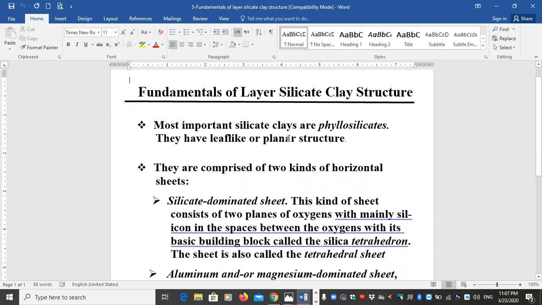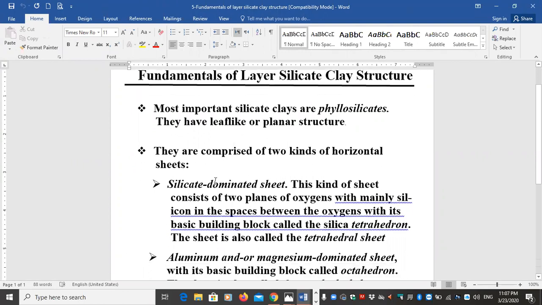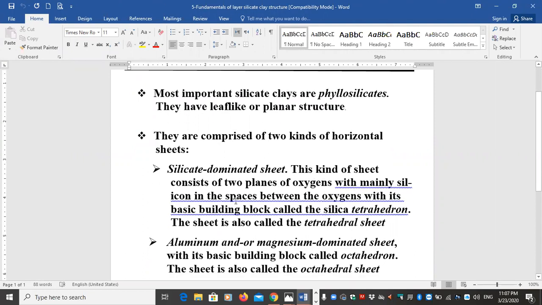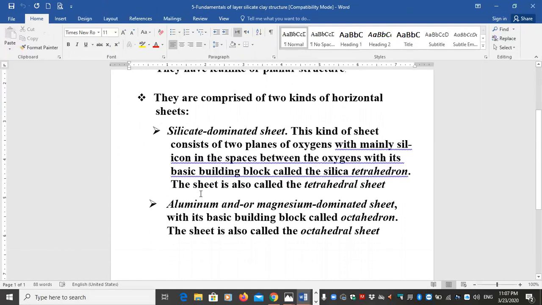Most important silicate clays are phyllosilicates. They have leaf-like or planar structure. That means leaf-like, a sheet. They are comprised of two kinds of horizontal sheets. Silicate-dominated sheet. This kind of sheet consists of two planes of oxygen with mainly silicon in the spaces between the oxygens, with its basic building block called the silica tetrahedron. So tetrahedron, tetrahedral sheet or silicate sheet.